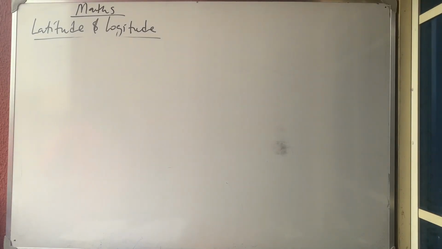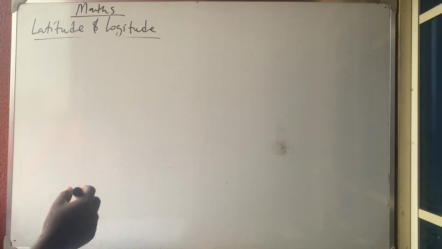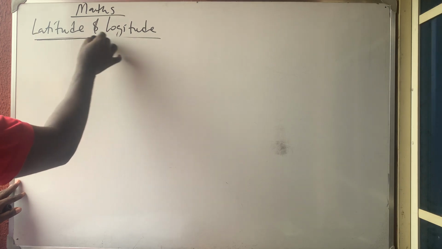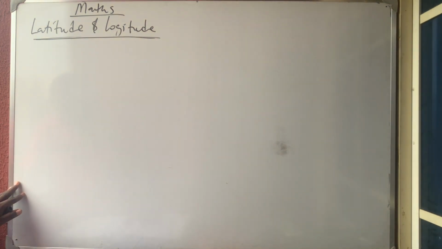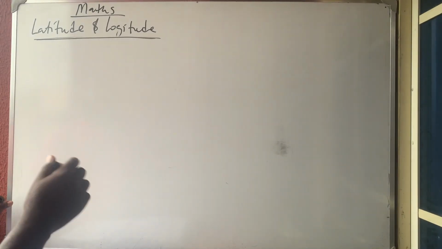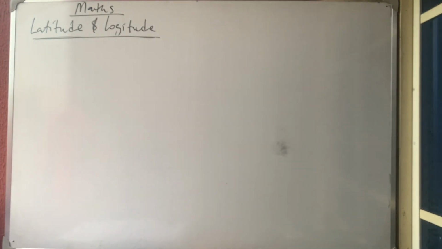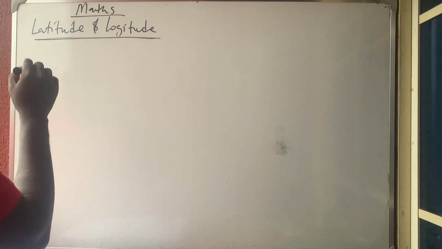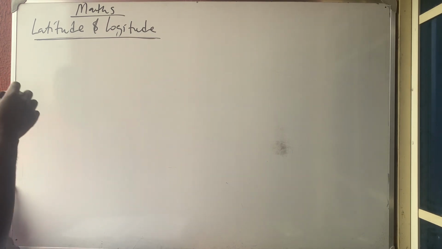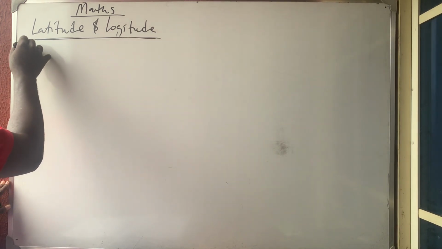So now let's talk about the distance between two angles, or the angular distance. The angular distance between two points on the earth.